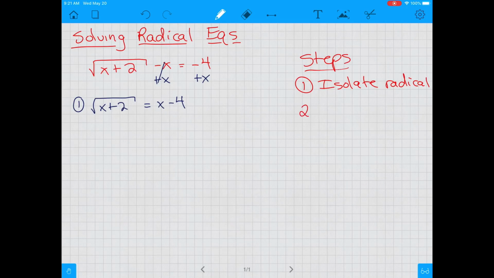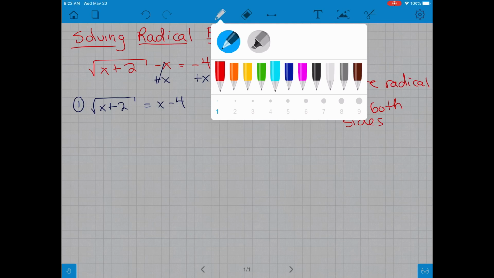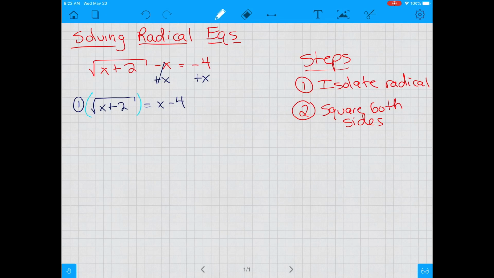Now my next step here, square both sides. To get rid of the radical, I'm going to square both sides. If this was a cube root, I'm going to cube both sides. So here I'm just going to say square both sides. For our particular example here, let's pick a different color. We'll do this in light blue. I'm going to square, and so when step 2 is done, I've got x plus 2 on this side, because that'll eliminate the radical.